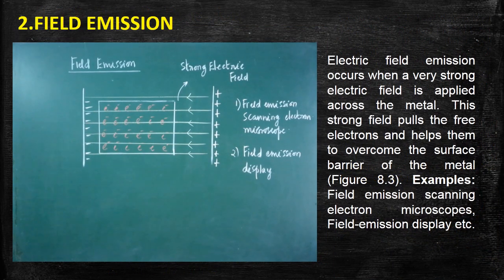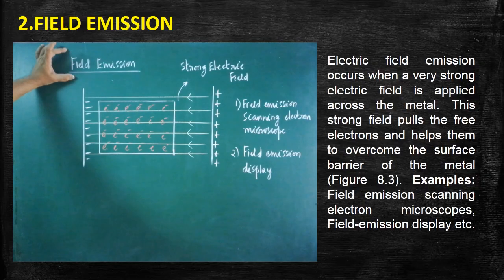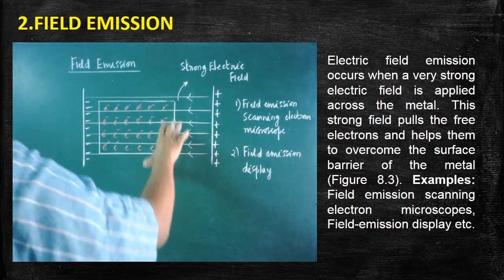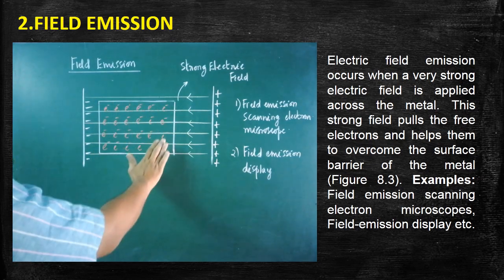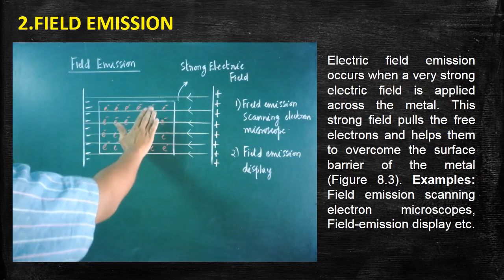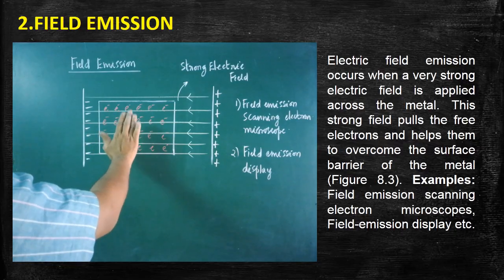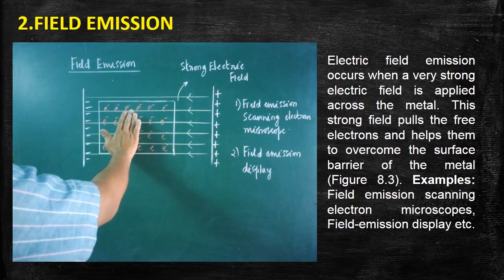Now we are going to see the second method of electron emission. The name of the method is called field emission. In the name itself, it is clearly understood that with the help of an electric field, electron emission is possible. Let us imagine a metallic surface within which plenty of free electrons are available. Some of the electrons are very close to the surface also. Some of the free electrons are very close to the free surface.